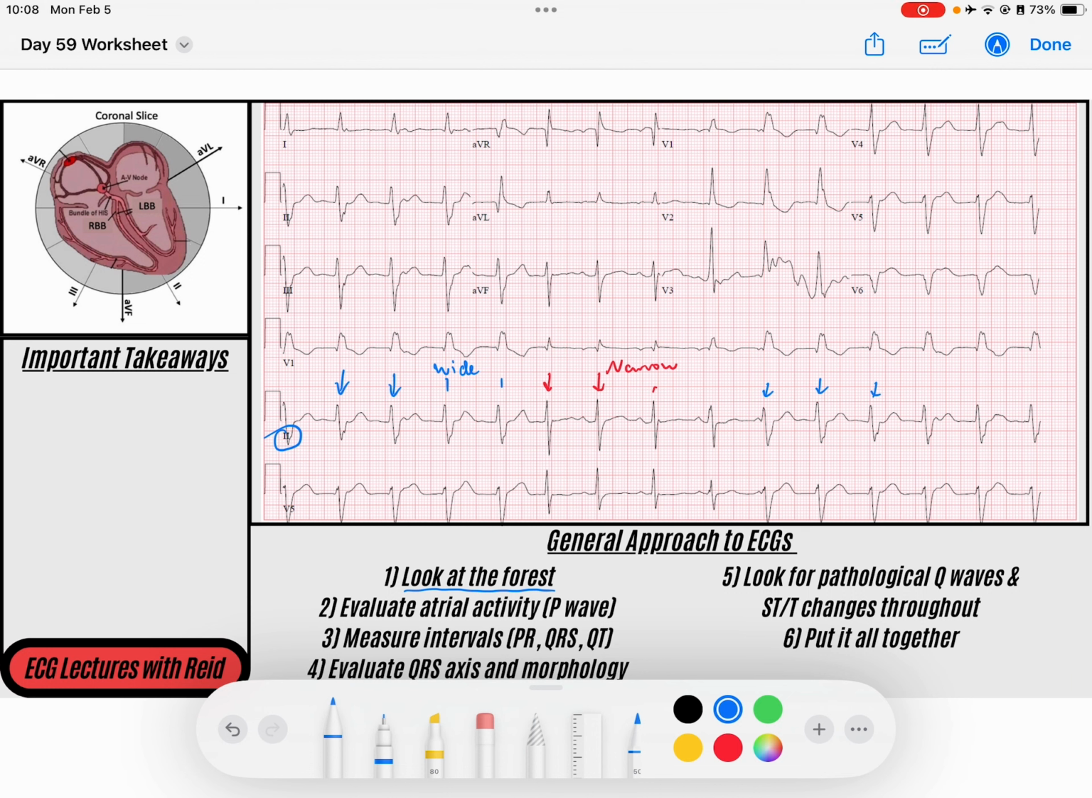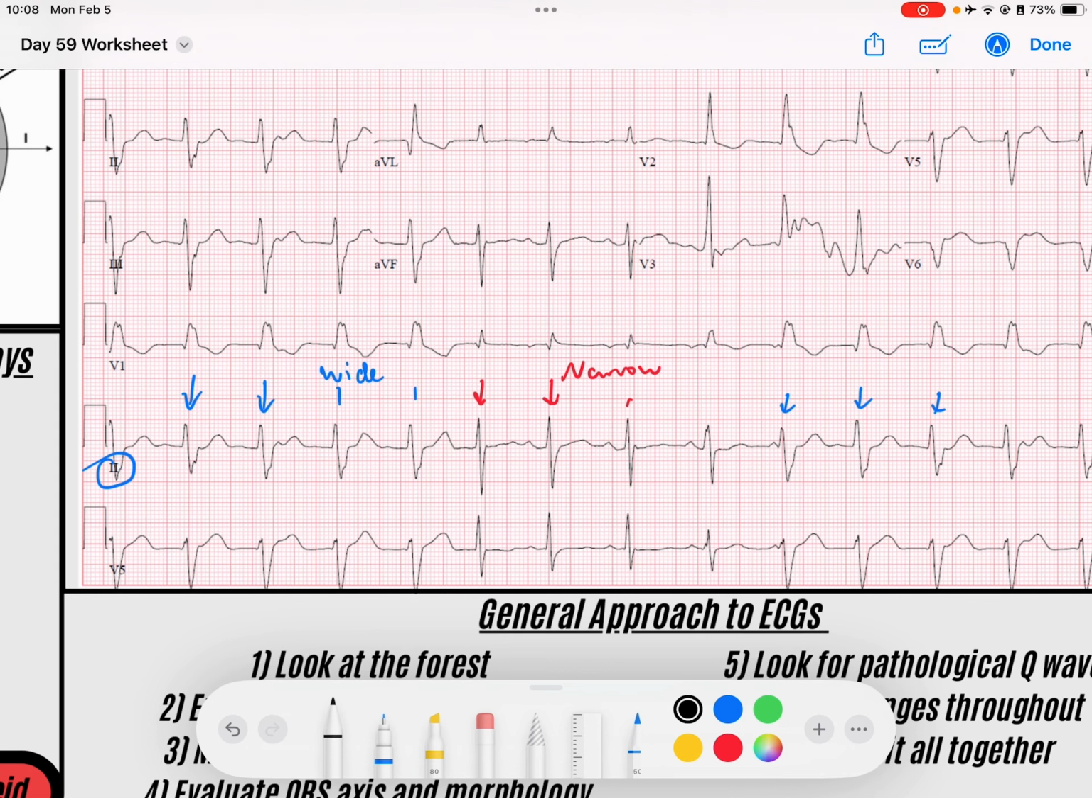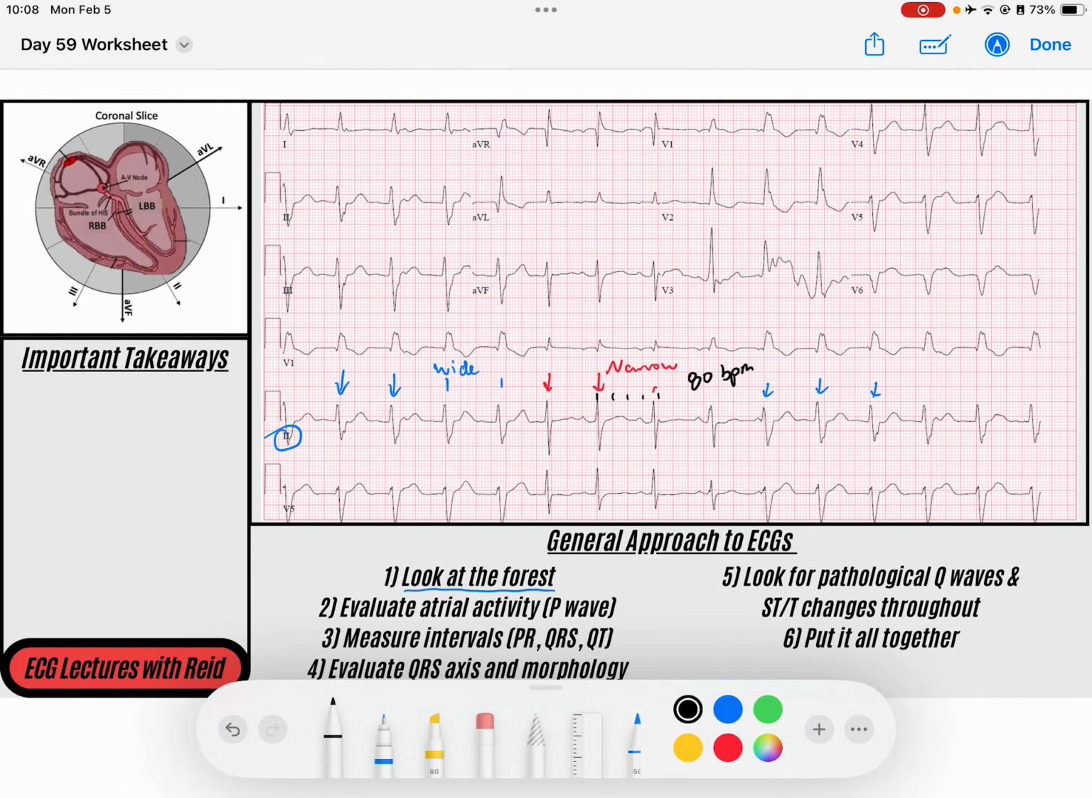If I look at the rate of our QRS, maybe I'll choose this one that lands on a solid line, and we'll count 300, 150, 100, 75. So somewhere between 75 and 100, maybe roughly 80 beats per minute. So we've got a normal rate here. Seems like we might have some P waves in front of our narrow QRSs, but it's hard to tell what we see in front of our wide QRSs. So let's take a look and see what we think's going on.